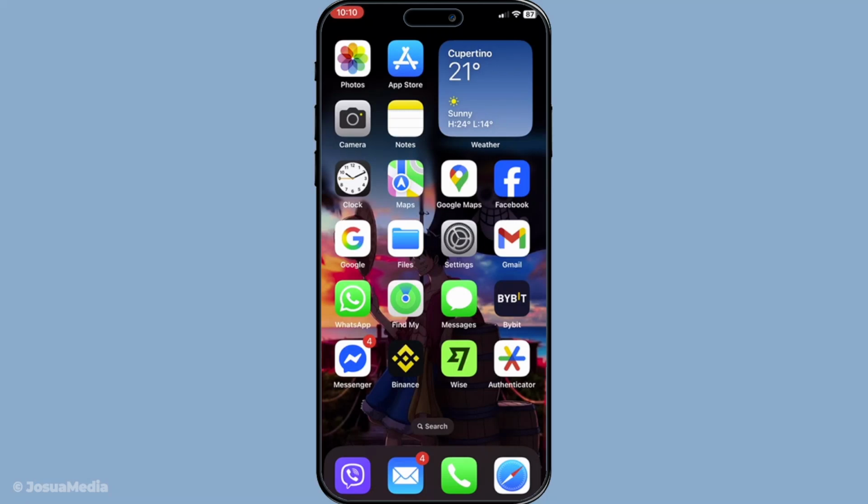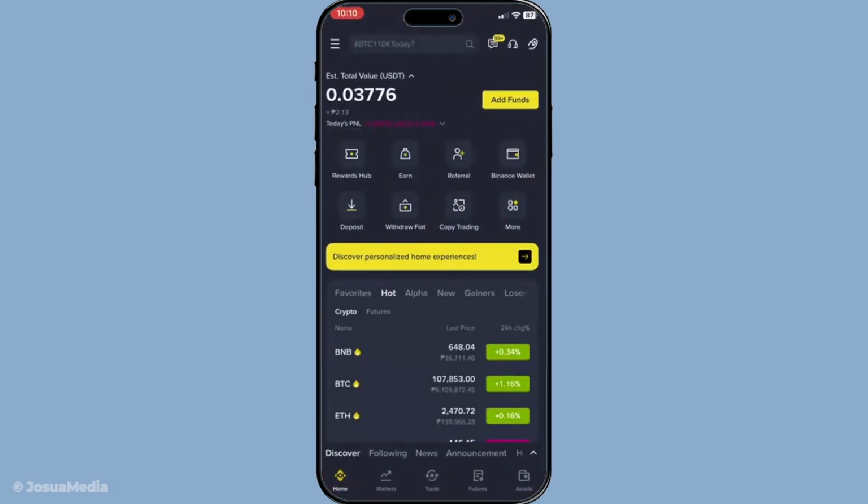In today's video, I'm going to teach you how to earn from Binance daily using a simple trick that can help you make money with this popular cryptocurrency platform. First things first, you need to log into your Binance account. If you don't have an account yet, make sure to head to the Binance website and sign up. It's straightforward and will only take a few minutes.